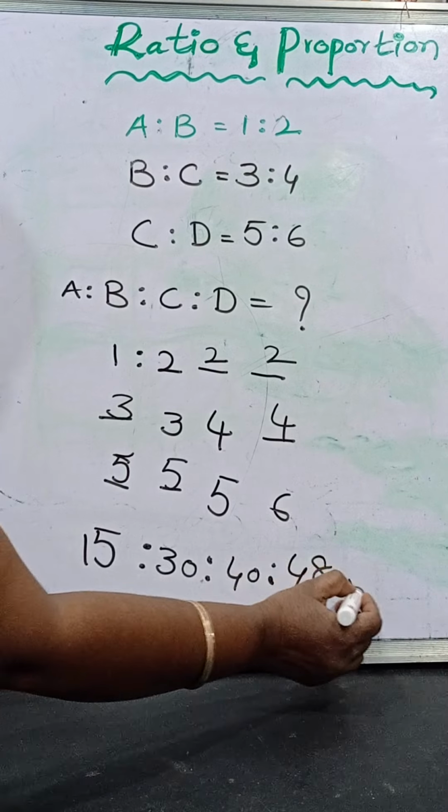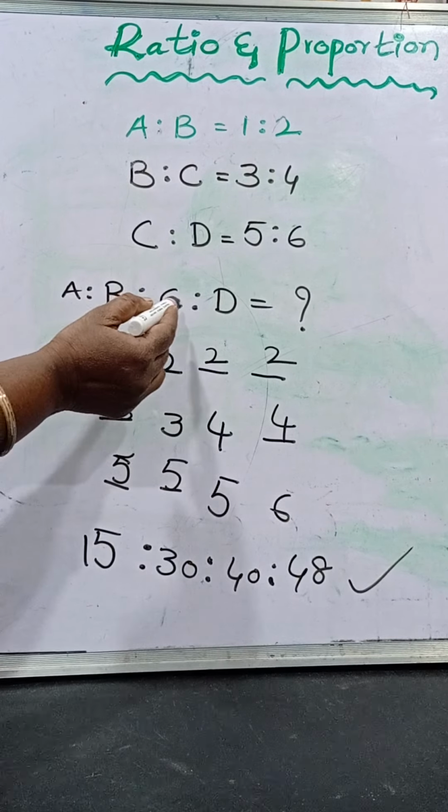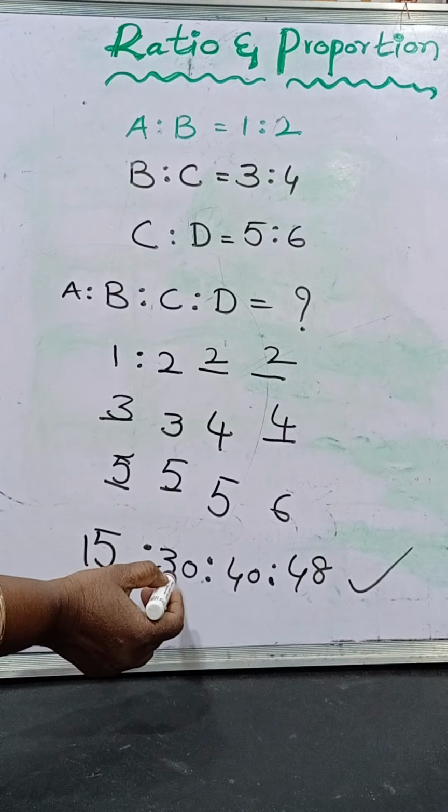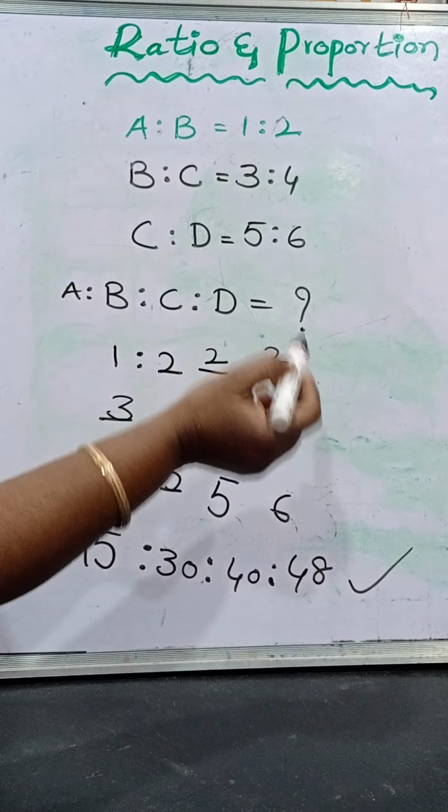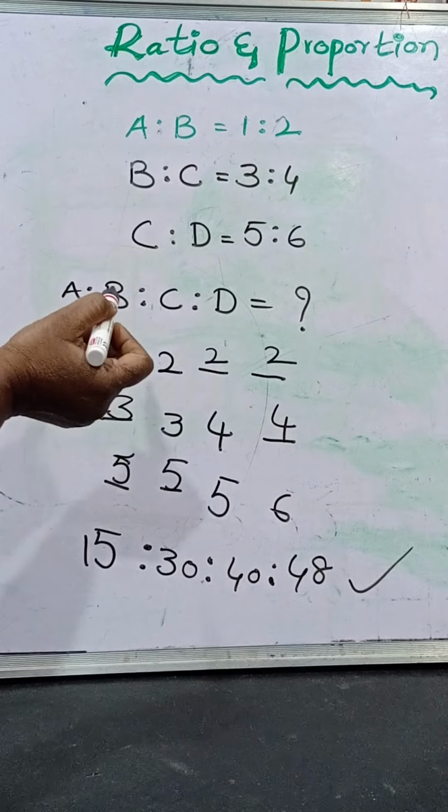So the final answer is A is to B is to C is to D is equal 15 is to 30 is to 40 is to 48. This is the easy trick for ratio and proportion.